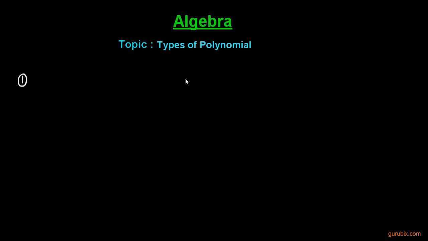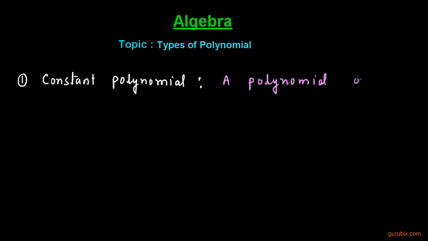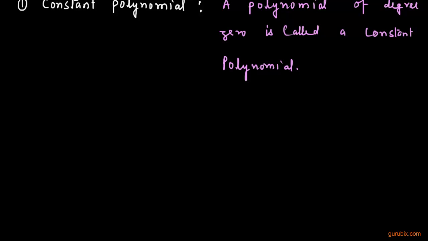In this video, we shall learn a few types of polynomial. Let me start with constant polynomial. A polynomial of degree 0 is called a constant polynomial. Let me give you some examples. Suppose we have a polynomial p(x) equals 3. This is a constant polynomial.